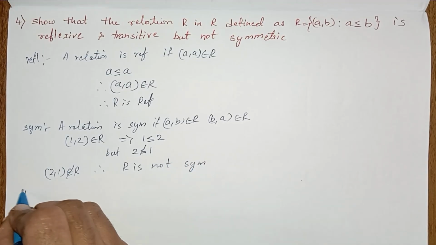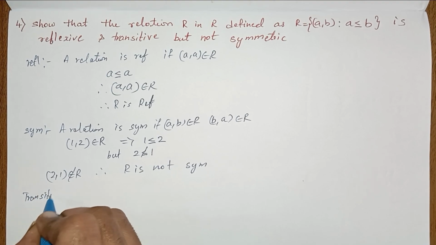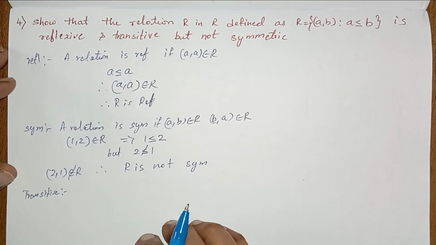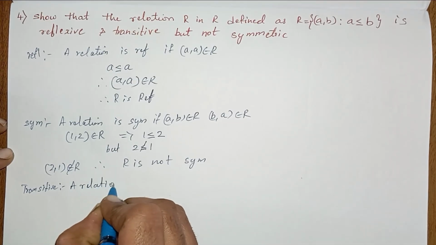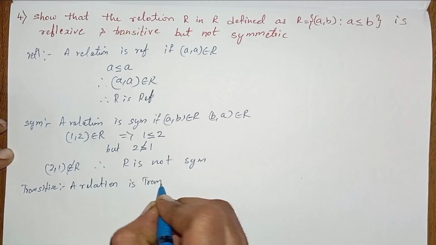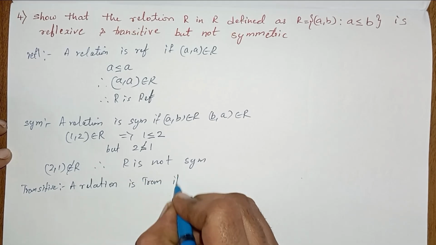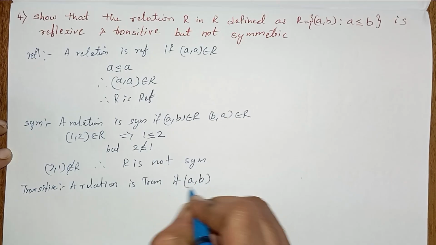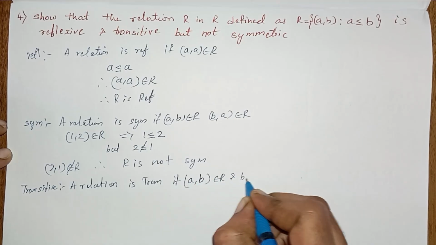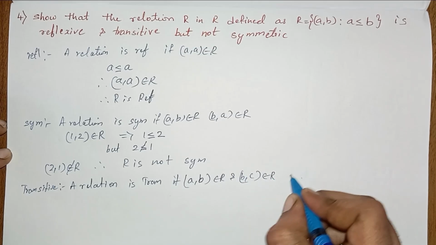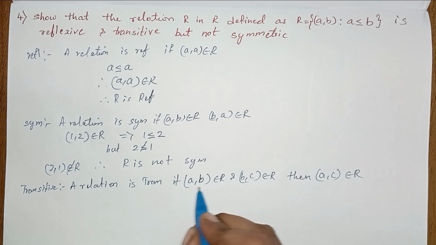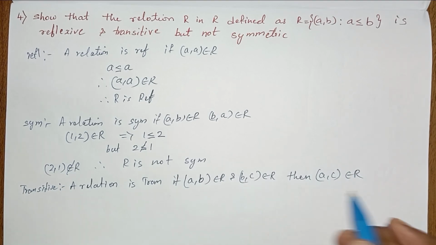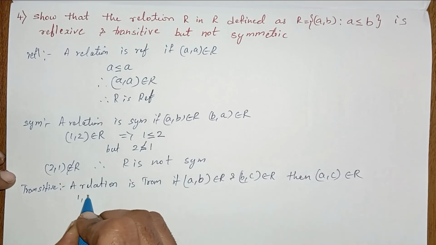Okay. Next we have to check for the transitive. When we say a relation is transitive, if a comma b belongs to R and b comma c belongs to R, then a comma c should also belong to R. So we'll take a simple example, 1 comma 2.